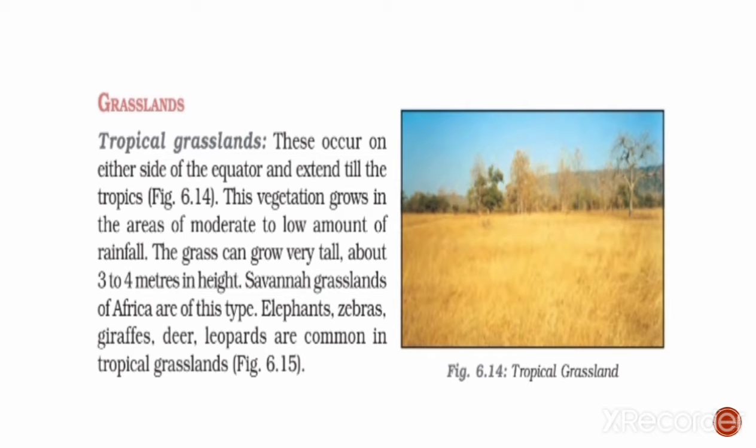Now let's move to the second natural vegetation, that is grasslands. There are two types of grasslands. They are tropical grassland and temperate grassland. Tropical grasslands are on both sides of the equator and they go till the tropics. These grasslands grow in areas where the rainfall ranges from moderate to low. Here the grasses are tall and they grow up to 4 meters. A good example of tropical grassland is the savanna grassland in eastern Africa. Tropical grasslands in Brazil are called Campos and the one in Venezuela is called Llanos. Some commonly seen animals in these tropical grassland regions are elephant, zebra, giraffe, deer and leopards.